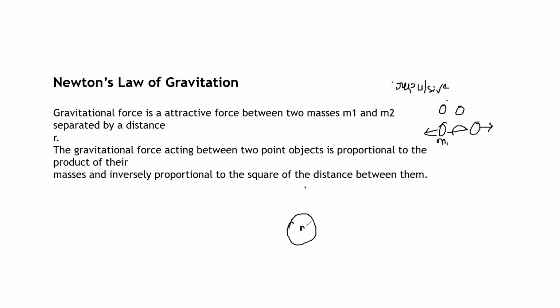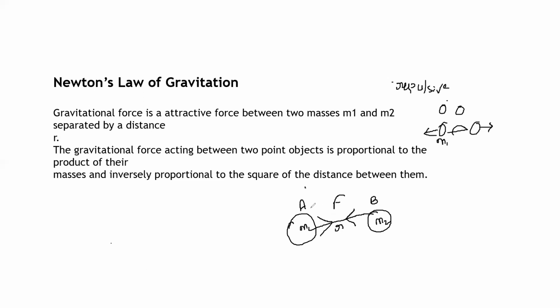So if I assume this is body A of mass m1, and this is body B of mass m2, they are separated by a distance of r. Then according to the law of gravitation, as I said, the force that one body exerts on the other body, and the second body exerts on the first body, is called the gravitational force.